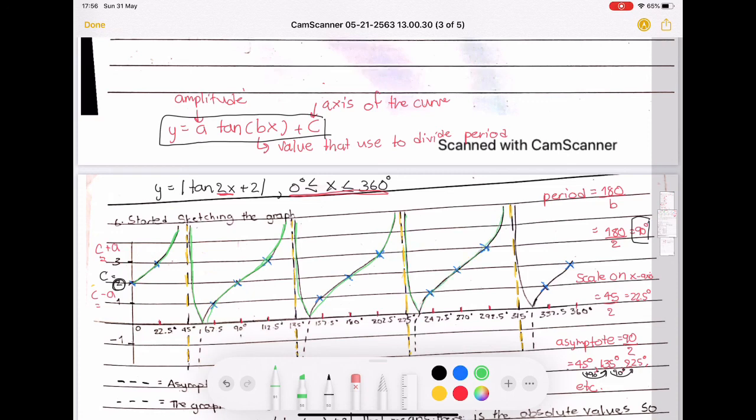Then you connect the lines together, and this is the result of the graph of y equals absolute tan 2x plus 2 for the domain between 0 degrees and 360 degrees.